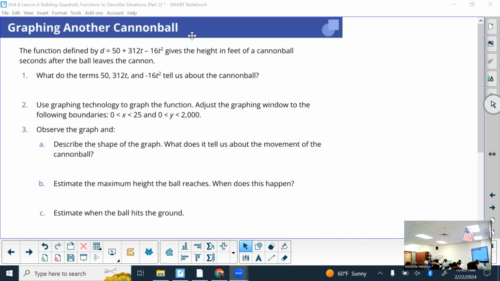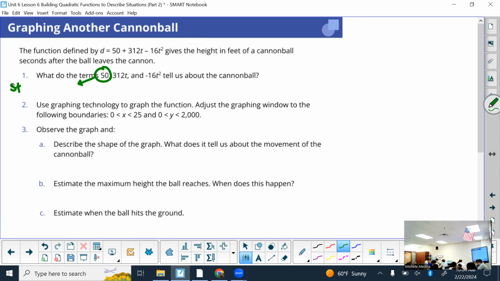All right, so same reporter as before. I can't remember where I left off. I want to say I left off on table 1 next. But what does the 50 mean in terms of the situation? The starting height. So this cannonball started at a height of 50 feet, I think. It doesn't really specify. Oh, it does. Height in feet. Table 2, what about the 312T?